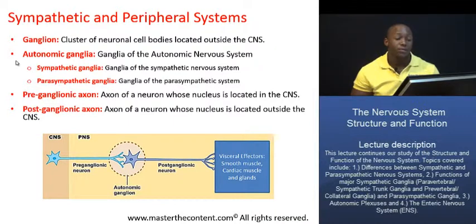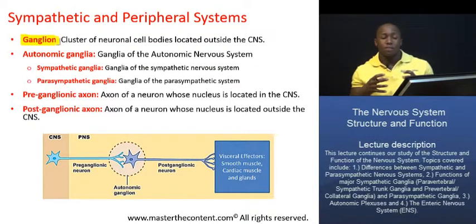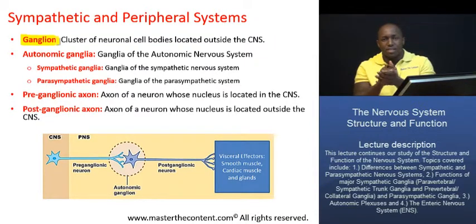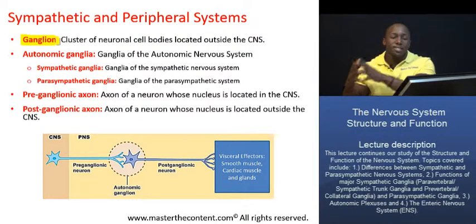Okay, so we already defined what a ganglion is. We're going to be talking a lot about ganglia in the coming slides, so let's revisit it. Like I said, a ganglion is basically a cluster or an aggregation of neuronal cell bodies that are located outside the central nervous system. So it's just basically a grouping of the cell bodies of neurons outside the central nervous system. So that's the key feature.